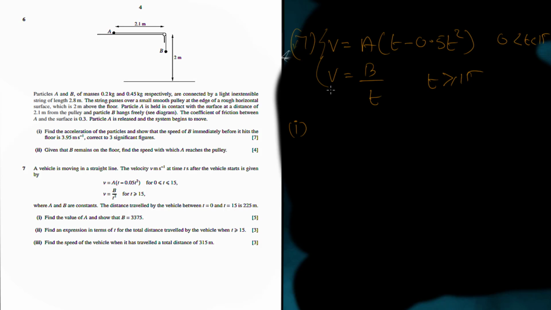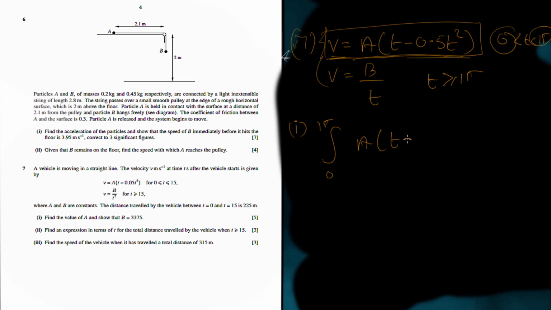In this situation, we have the equation for velocity given. Now we know that when you take the integration of the velocity, you will get distance. So if I integrate this equation with my limits to be 0 and 15, I should get my distance. Integration of a t minus 0.5 t squared is equal to 225, because the distance between 0 and 15 is 225.